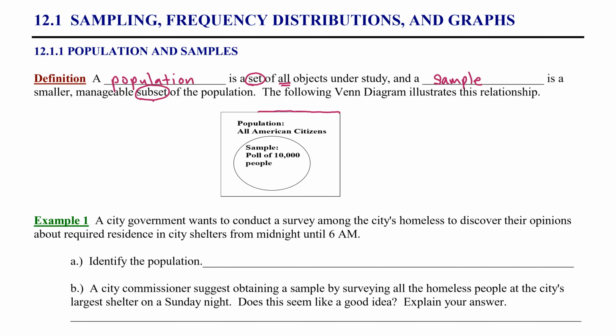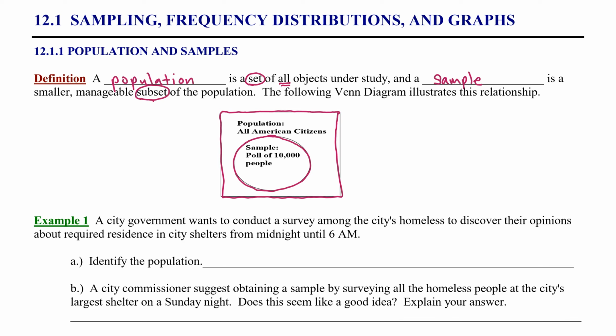So if we take all of our potential objects under study, for example, the entire American population, all American citizens, we can allow that to be our universal set or our frame of reference. If I want to find something out about the American population, it's probably not likely that I'm going to be able to interview every single American citizen. Instead, I would take a subset or a sample of that population, such as a poll of 10,000 people, and I would find out information from that smaller sample. Now, if it is a good sample, random and representative, then I can extrapolate information about the entire American population.